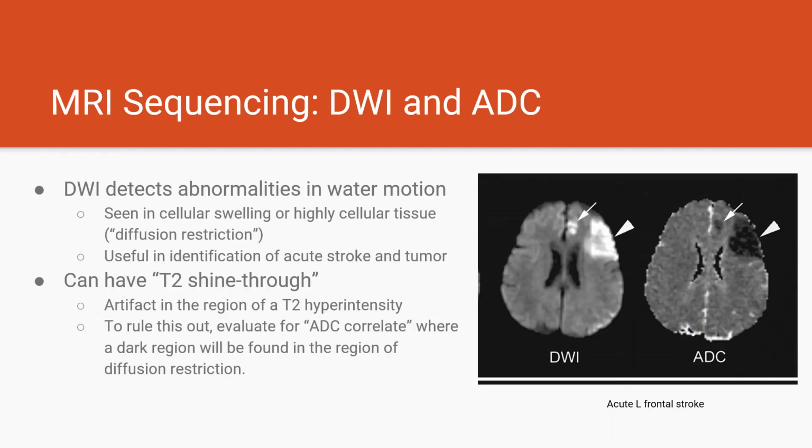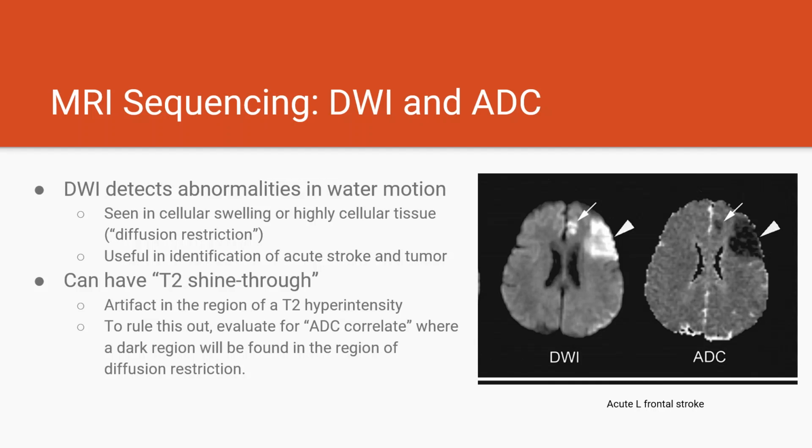Other sequences that we frequently use on our service include DWI and ADC. So DWI, or diffusion weighted imaging, is a sequence that detects abnormalities of water motion and cellular swelling. So this means that it's excellent in the detection of acute stroke, and that's exactly what we use it for. So really within minutes, an acute stroke can demonstrate diffusion restriction, and this clearly helps us delineate a stroke bed, which may not be seen on CT.